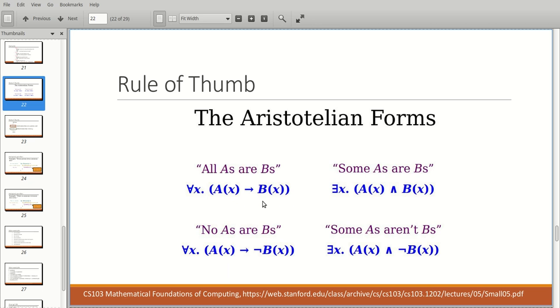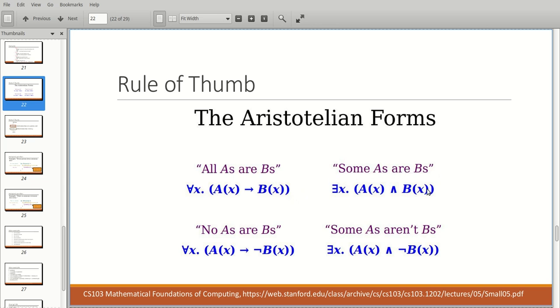Theory of what we call Aristotelian forms. Let's say you want to say all A's are B's, you can use this predicate. You can use the universal quantifier and this predicate in parentheses.